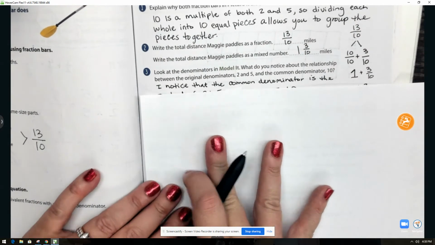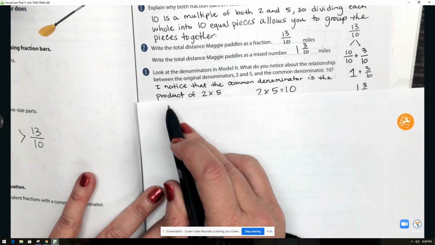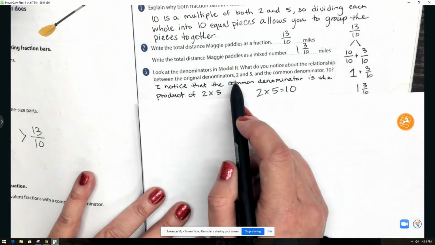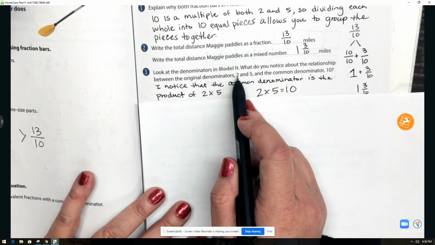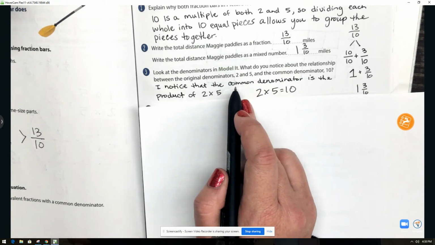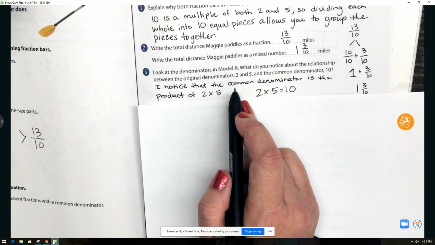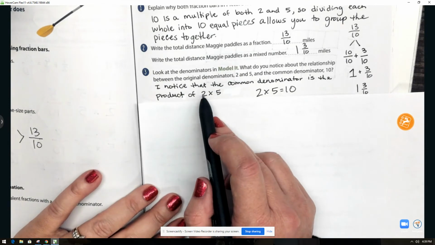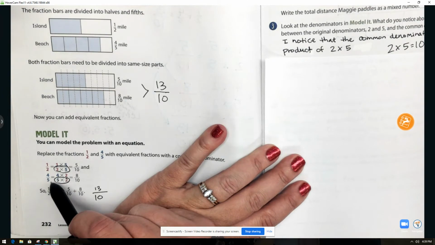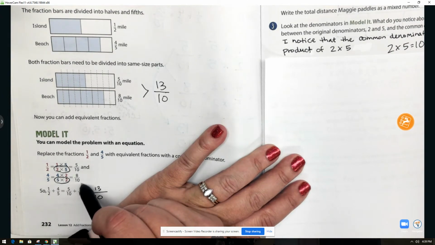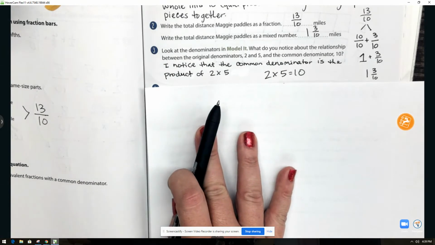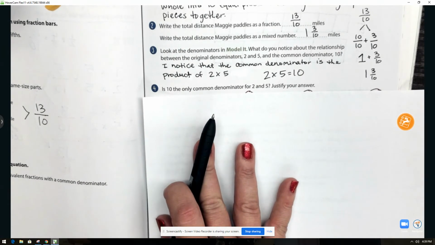Well, I notice that the common denominator is the product of 2 times 5. 2 times 5 equals 10. One way to find a common denominator between two fractions is simply to multiply the two denominators times each other to make the common denominator. It won't always be the lowest common denominator, but it will always be a common denominator.